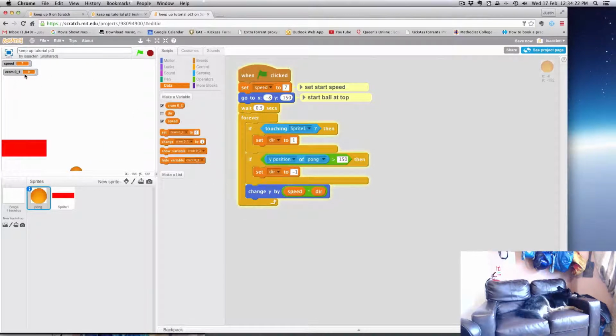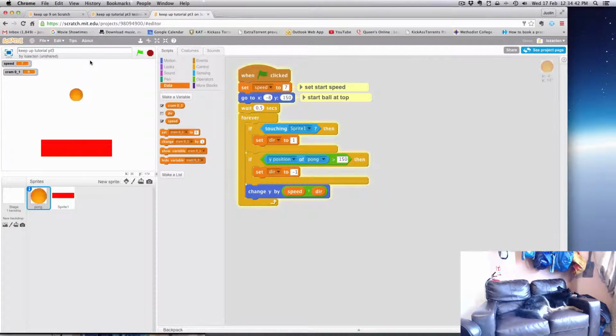Okay. So we're going to cram 0, 1. All right. So what we want to make between 0 and 1, because this will help, I promise you this will help a lot, is the Y position of the ball. So the top we want it to be 0, don't we? And the bottom we want it to be 1. Or when it hits the paddle we want it to be 1. Okay?